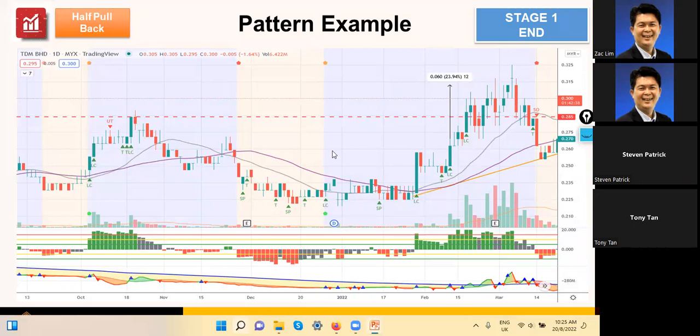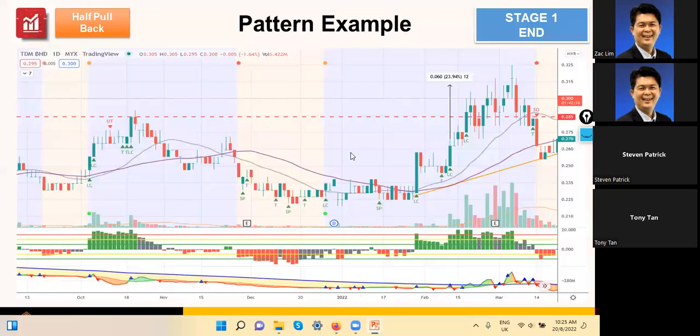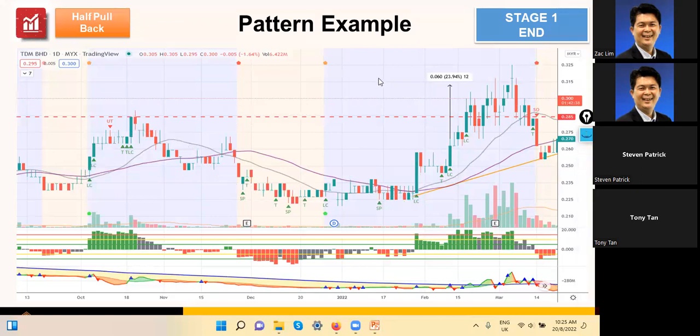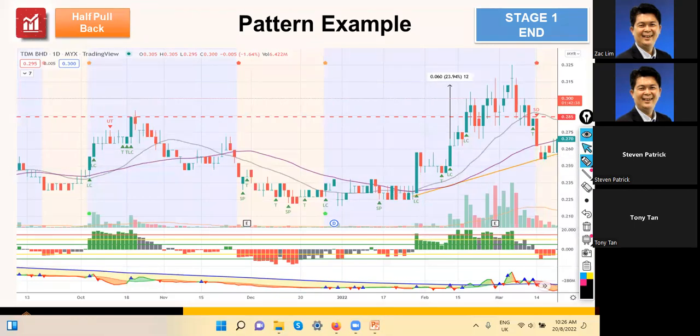Okay, so I will continue. This is a 7 drop bar pattern. Just to remind you, all the patterns here are applied in stage 1. Even though it looks like a swing here, if you look at a bigger time frame, this one is actually still in the beginning or accumulation, just on the way to markup. So all these patterns apply at the end of stage 1.